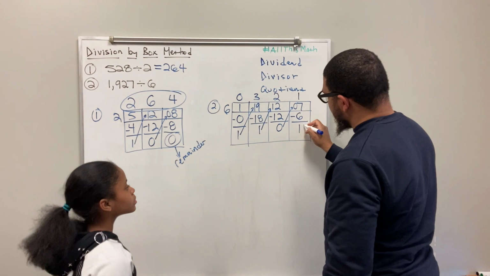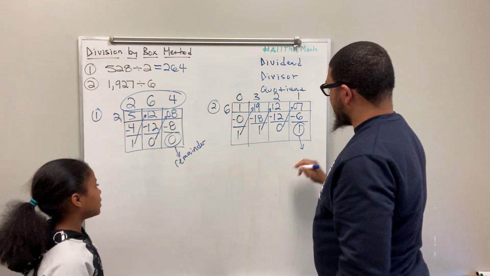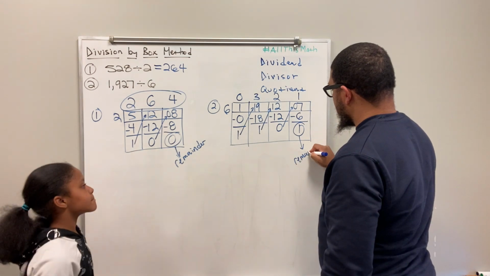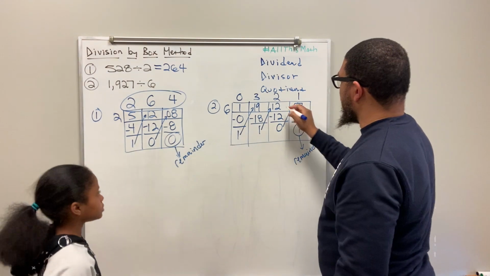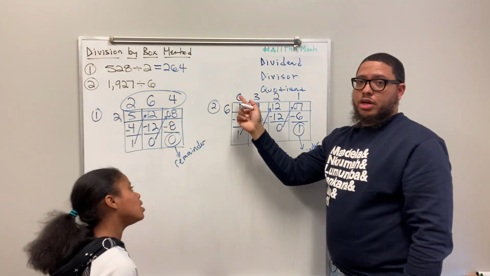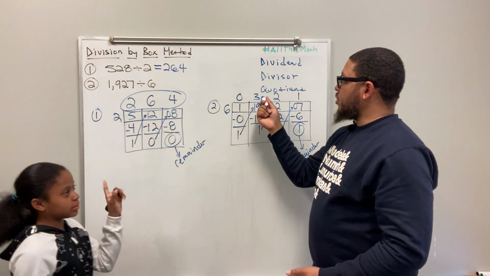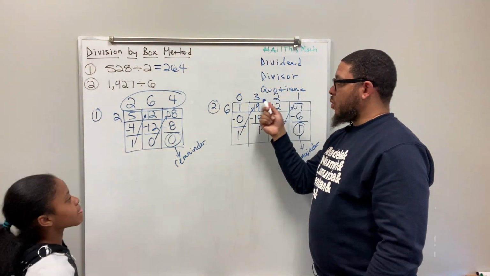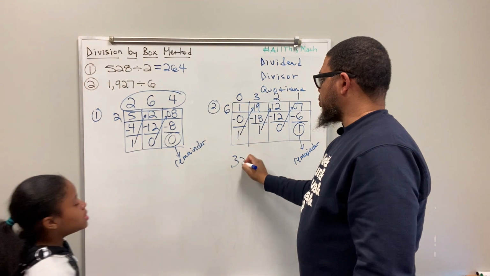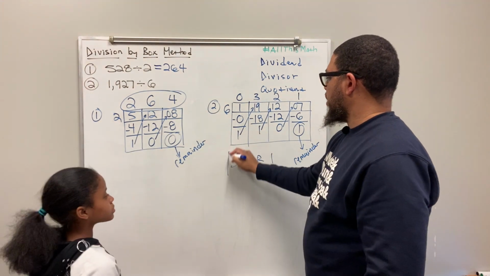Now, I have no more columns over here. There are no more numbers in the dividend, right? So that means that this is my remainder. And my quotient is, this 0 doesn't count. If the 0's in front, it's basically irrelevant, right? So there's no more. It's just 321. So my quotient is 321, and I have a remainder of 1.